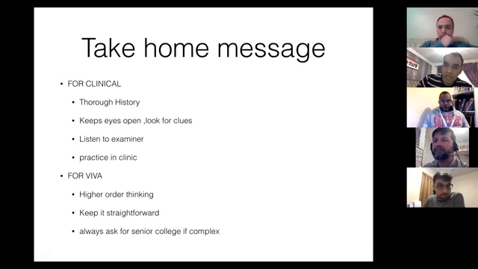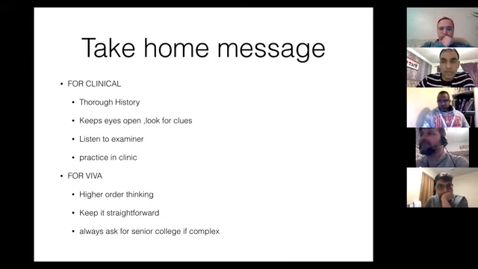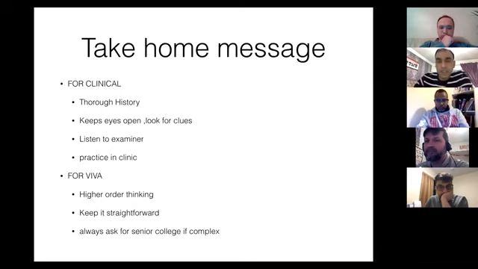Make it your habit. If it's not your habit, it's not going to come in the exam because in the exam you are quite tense anyway. So just keep it your habit, practice it and dictate it so that it comes automatically like your routine habit. For viva, again, use your higher order thinking. When they show you any X-rays, you need to know what the examiner wants from you, and just listen to what he's saying.